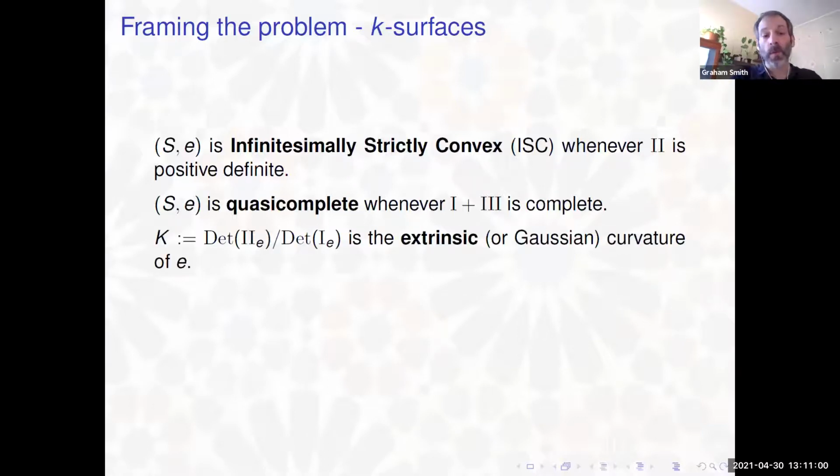And we will also have need for the extrinsic or Gaussian curvature. Once again, there are different terminologies. People use different names. The Gaussian curvature means something else in other contexts, but all very well.